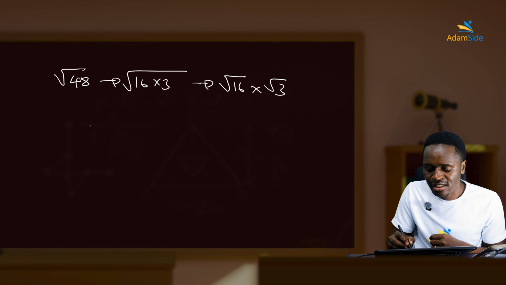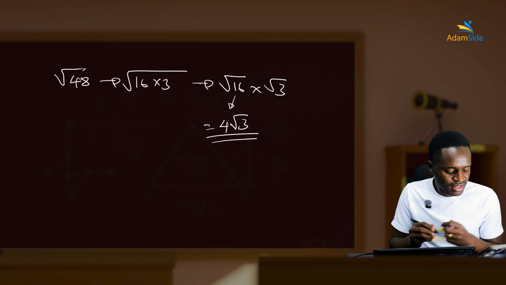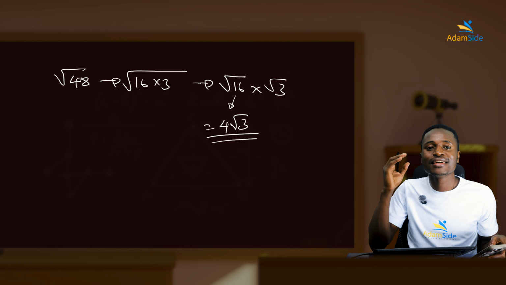16 is a square number, therefore I'll be able to get it as a whole number. Then root 3 is not a square, so you leave it in your answer, and that's how you simplify. This is how we basically simplify surds.